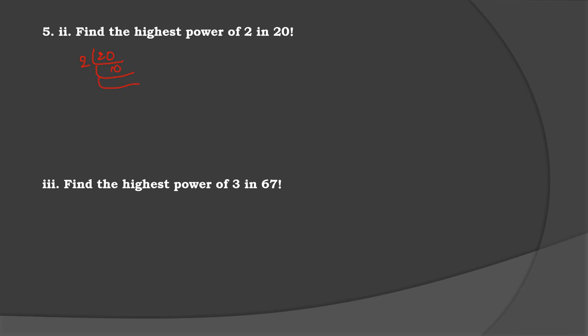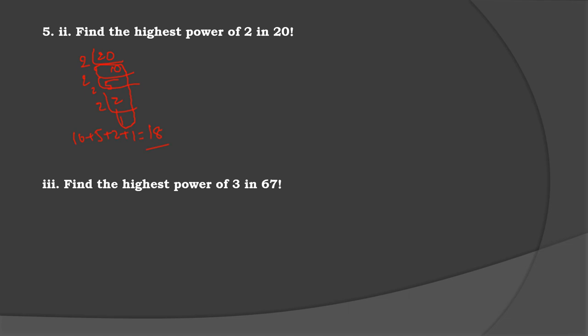Remainder 0. Skip the remainder values. Then in 10, 2 goes how many times? 5 times. In 5, 2 goes how many times? 2 times. In 2, 2 goes how many times? 1 time. Then in 1, 2 cancels no more, so stop the process. Then add all these quotient values: 10 plus 5 plus 2 plus 1 equals 18. The total number of 2's in 20 factorial equals 18.